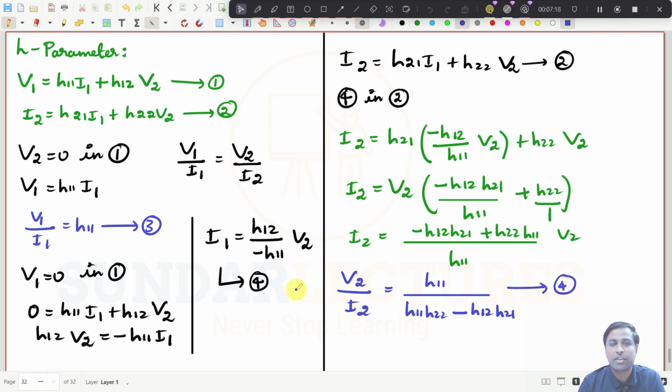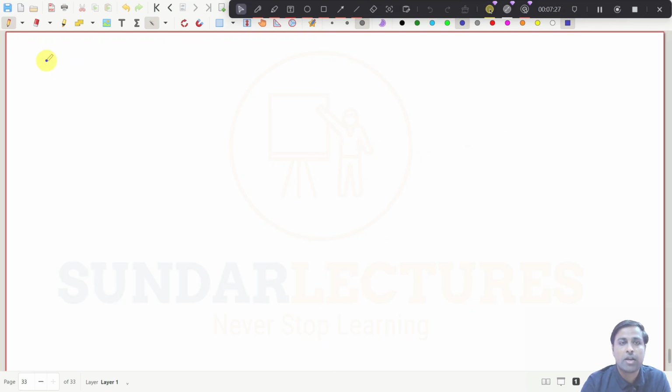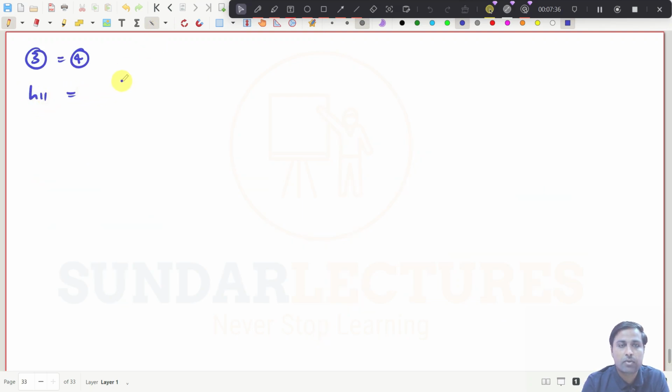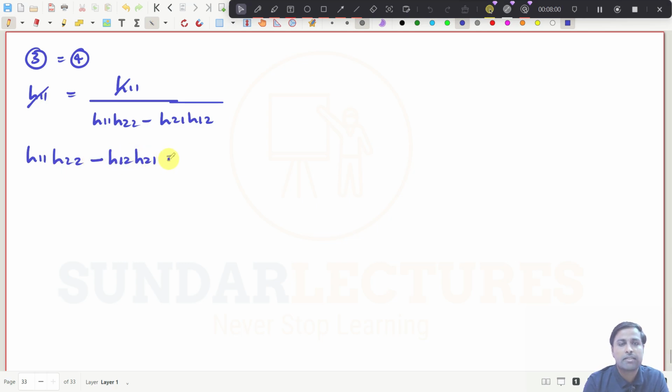I have found what is V2 by I2 and I have found what is V1 by I1. So I will take these two equations. I have to equate these two equations, right? So equation 3 equal to equation number 4. What I will get? It is H11, which is equal to H11 divided by H11 H22 minus H21 H12, right? So here this one and this one will be cancelled out. You can bring this equation to the other side. So H11 H22 minus H12 H21 is equal to 1.